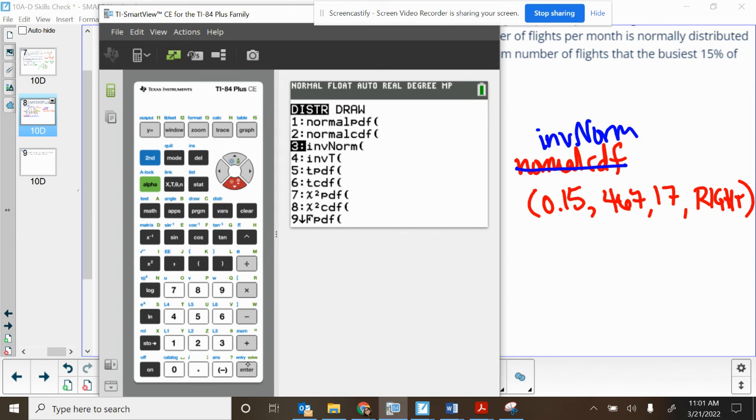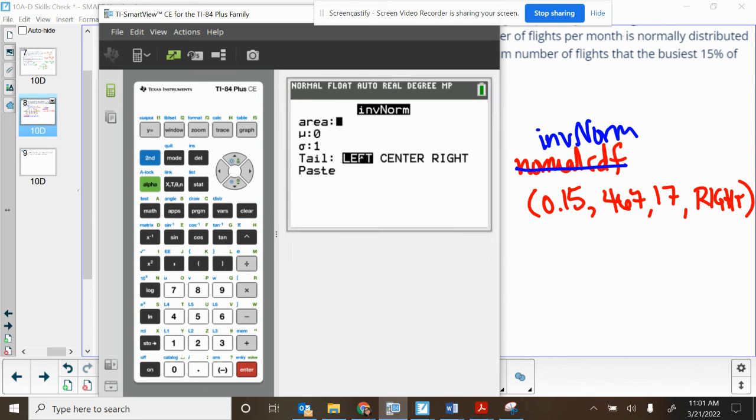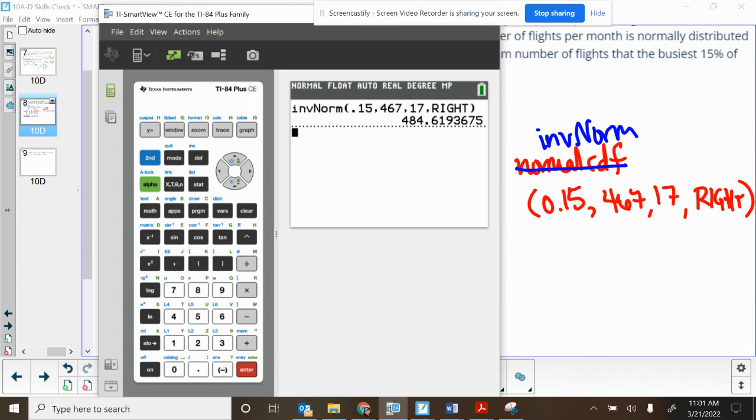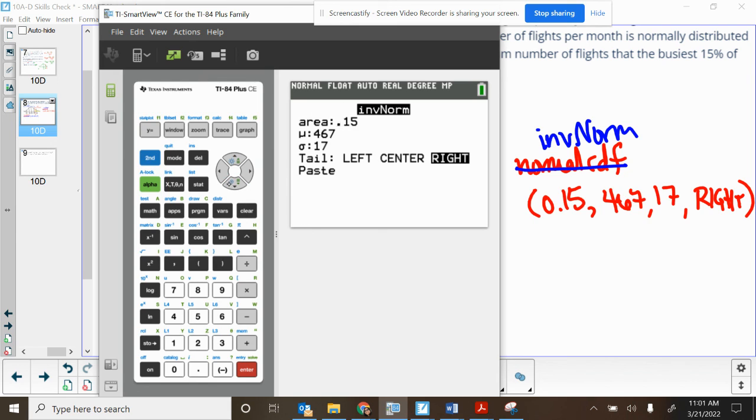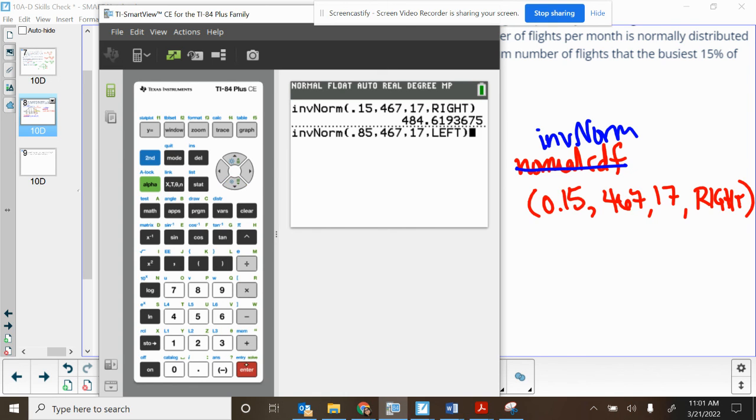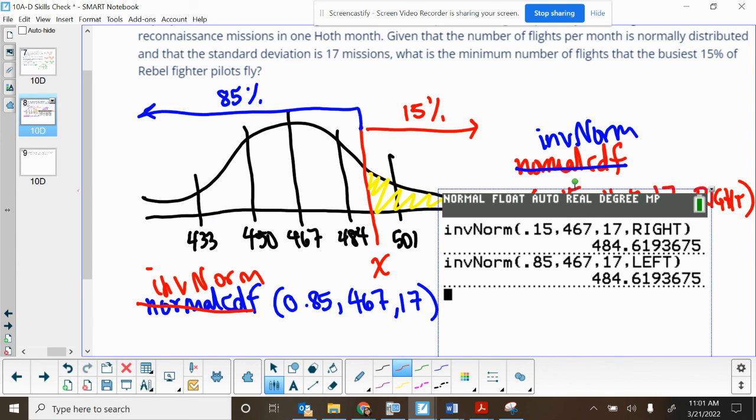So inverse norm, because I'm given a probability, my area, see this says tail, so I can go area, mean, standard deviation, and my tail will go to the right. And you'll see that when I do that, if I actually have my tail go to the left, which is what it is if it doesn't ask you whether you're to the right or left, then it's always to the left. We've got buttons all over the place here. That is going to give me the same answer. You can see that gives me the same answer no matter what, because I went to the right or to the left.